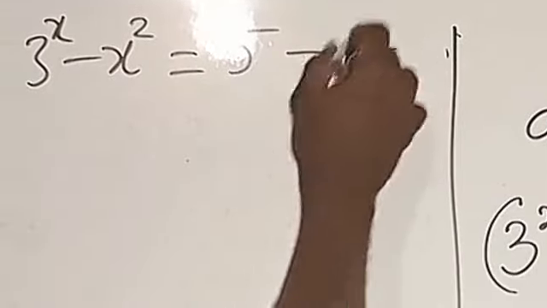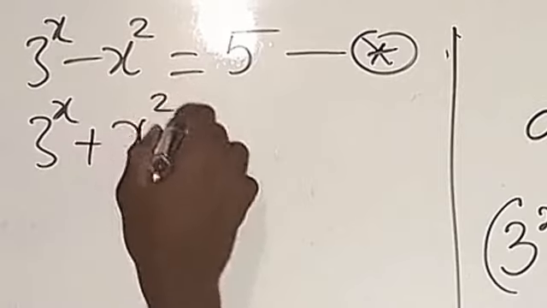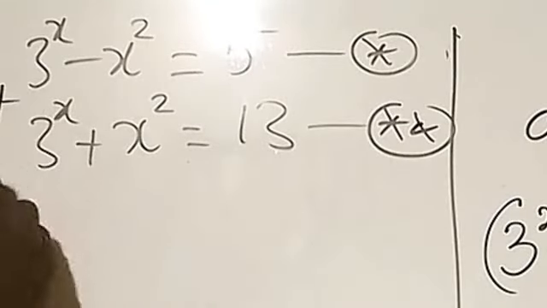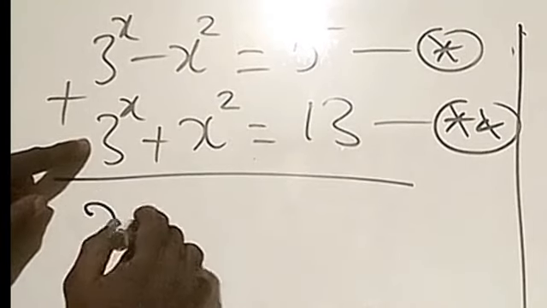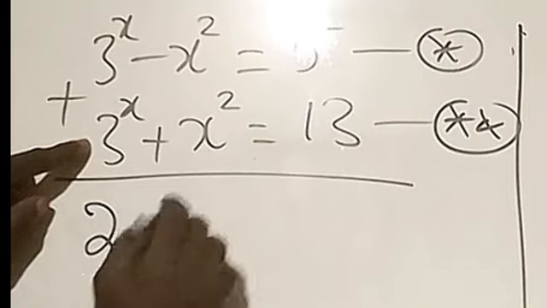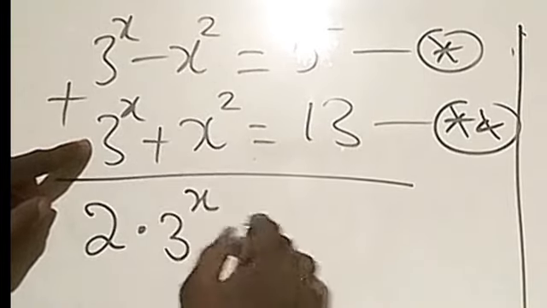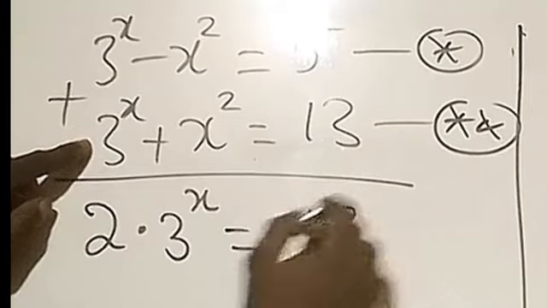I call this equation star. And we have 3 to the power of x plus x squared equals 13. I call this star star. So now from here, if you add these two equations together, 3 to the power of x plus 3 to the power of x is 2 lots of 3 to the power of x. And the x squared will cancel. We have 5 plus 13, which is 18.